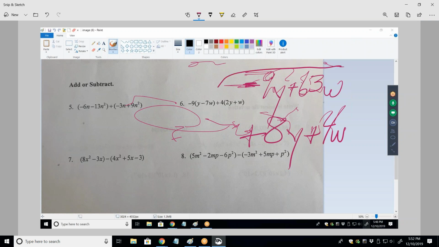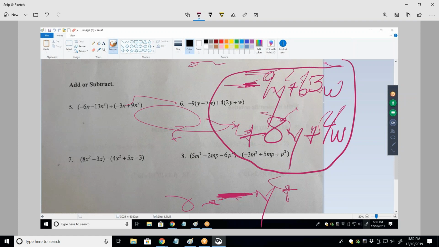Now let's combine them all. In other words, we have a minus 9y and a plus 8y. Combine those two. Negative y. Negative 1y. I don't have to write the 1. And then combine 63w with 4w. Plus 67w. Need the plus. In other words, the answer is that.